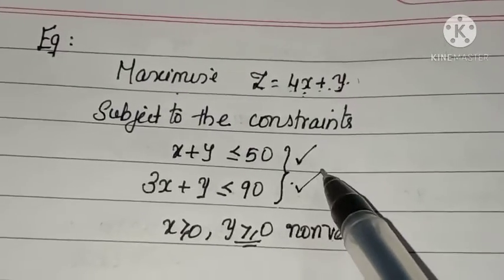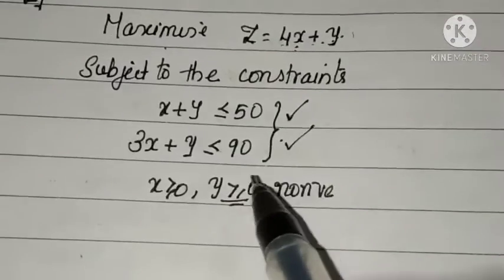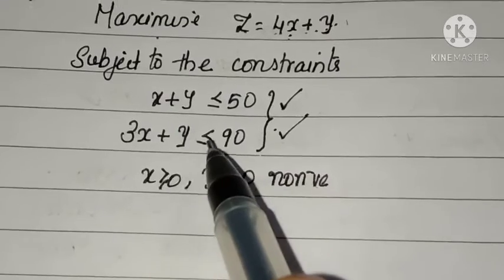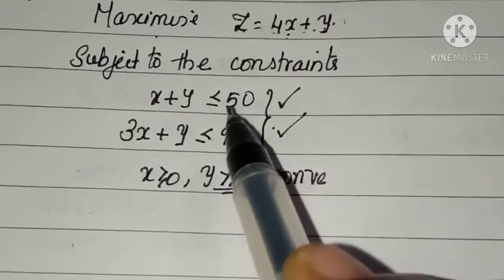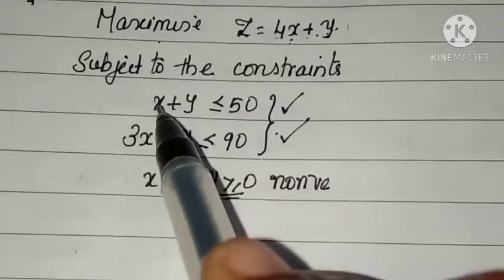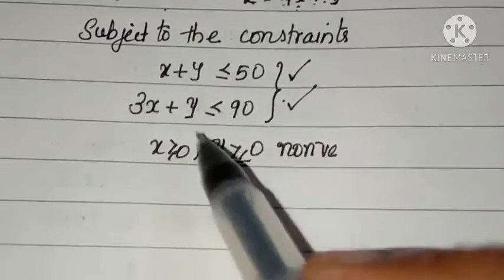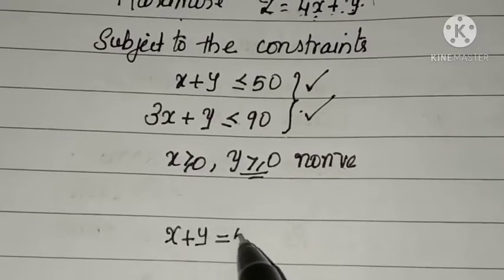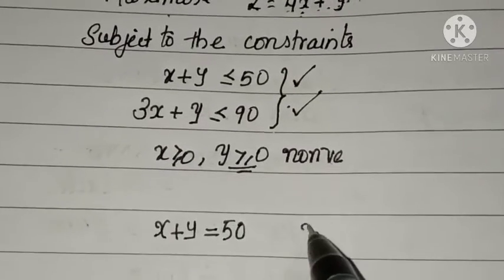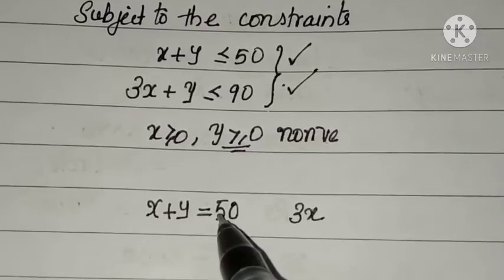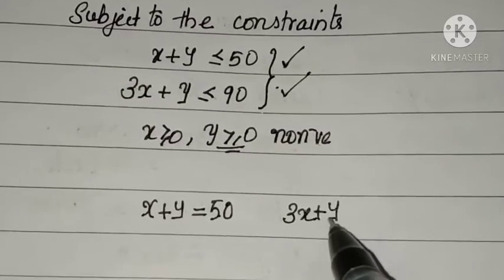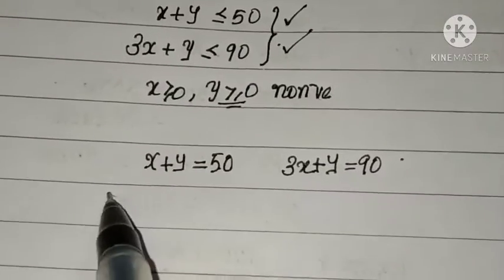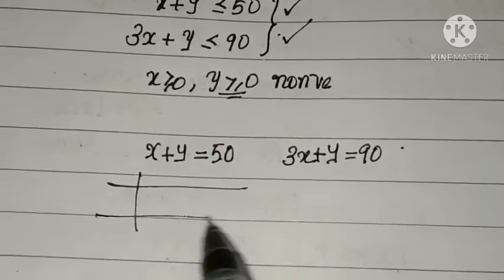So look at the constraints. There are two inequalities: x plus y is less than or equal to 50, and 3x plus y is less than or equal to 90. We need to draw the graph of these constraints only. So for this, consider the linear inequalities as linear equations. So x plus y is equal to 50, and 3x plus y is equal to 90. Now draw the graph of these linear equations.